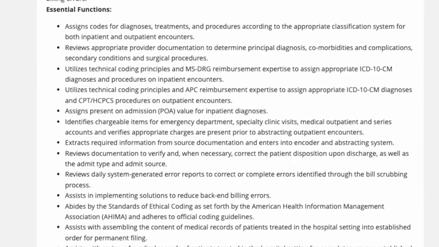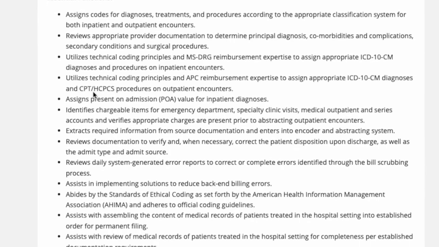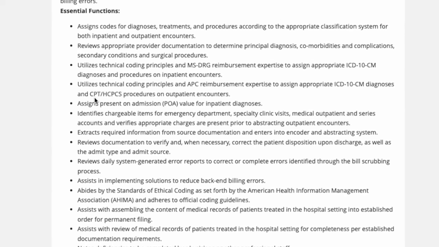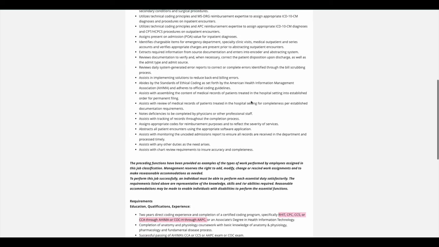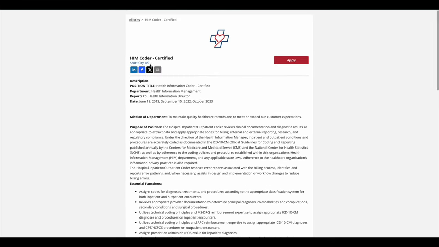It says that you will be dealing with ICD-10 here. When you go down further here, it says that you will also be dealing with CPT and HCPCS. So you will be using all 3 of those code sets to do your daily job. For the experience, it's asking for 2 years of direct coding experience and completion of a certified coding program, specifically RHIT, CPC, CCS, or CCA. And they're even also saying that you can have a COC through the AAPC. I didn't see any verbiage saying that it was remote or hybrid. I see that the hospital is located in Kansas.